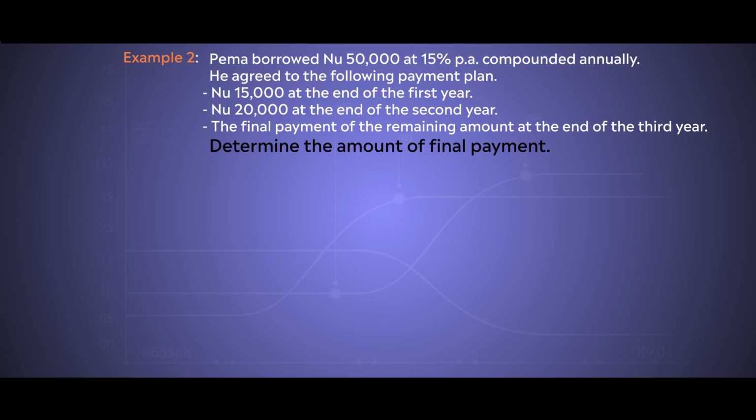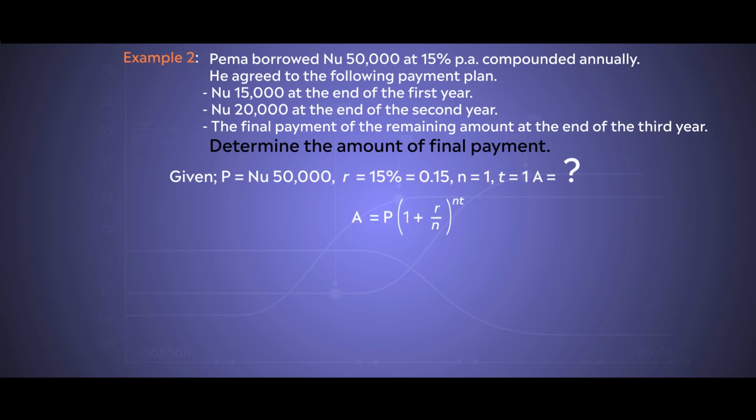Let's find the amount for the first year. In the third sentence it says Nu 15,000 at the end of the first year. This is the agreed plan for him to pay the loan or borrowed money. Let's check, including the interest, what is the amount after 1 year. Given P is equal to Nu 50,000, the rate is given as 15%, which when you convert to decimal is 0.15, and n is equal to 1 because it is compounded annually, and time is equal to 1. Therefore, you substitute these into the formula, A is equal to P times 1 plus r over n whole raised to nt.